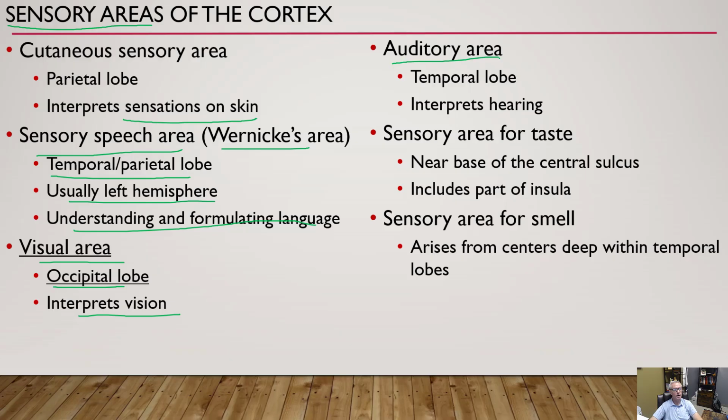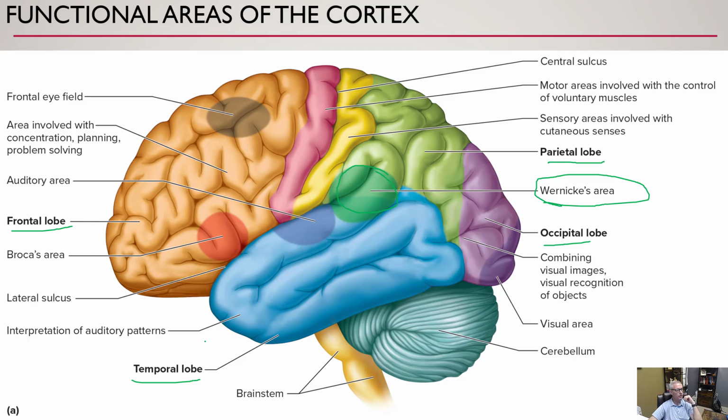Auditory area, that's your hearing. It's in your temporal lobe. Makes sense because your ears are here. So your temporal lobe is right next to your ear. The only one that I don't understand is, if your eyes are in the front of your head, why is your vision processed in the back of your head? That's the only one that I don't understand.